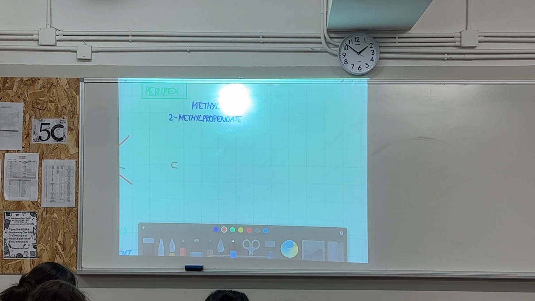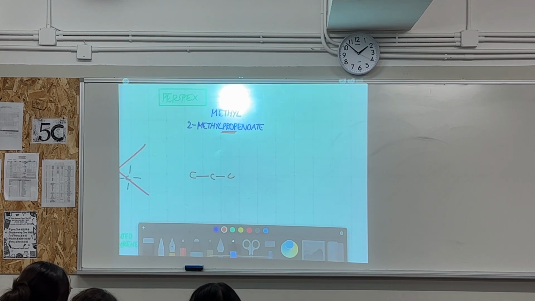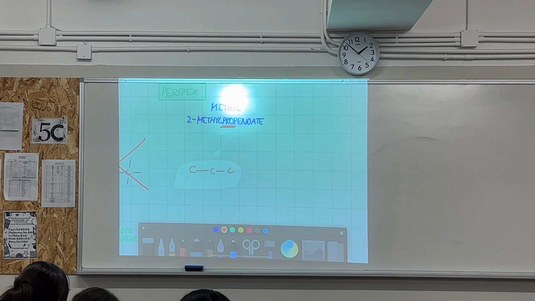So we have CCC. What does "prop" mean? 3. Remember, Minions Eat Peanut Butter. P is the third one. So 3. Just remember that. Pent will be 5. Don't mix up prop with pent. You know pentagon, a pentagon has 5 sides. Prop is a different word you don't see in mathematics class.